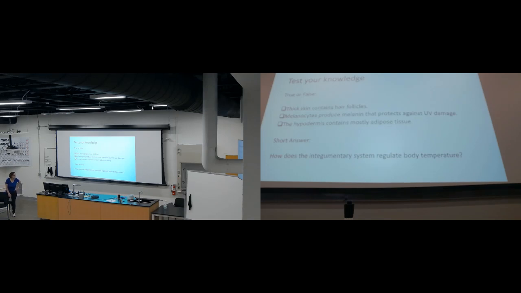Short answer: how does the integumentary system regulate body temperature? Through sweating, and what else? Decrease or increase blood flow. When you increase blood flow, do you drop the body temperature or increase it? It's high, you'll help decrease. You decrease it. And when you reduce the blood flow, you increase your body temperature.